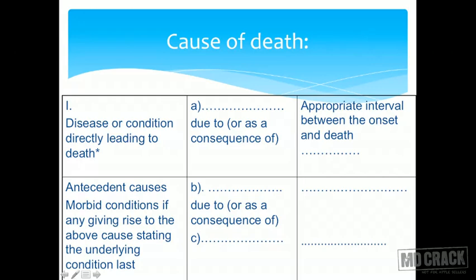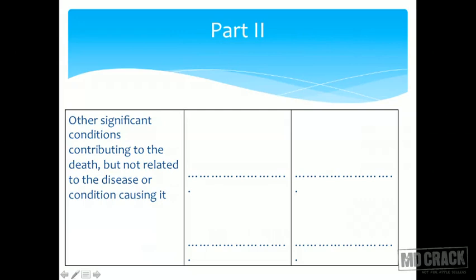Going to the second part of the death certificate, other significant conditions contributing to the chain of events. Say the patient has diabetes mellitus. So diabetes mellitus would come here. Now diabetes mellitus is definitely a contributing factor, but diabetes mellitus is not related to the disease, but it was surely a contributing factor for the death of the patient.